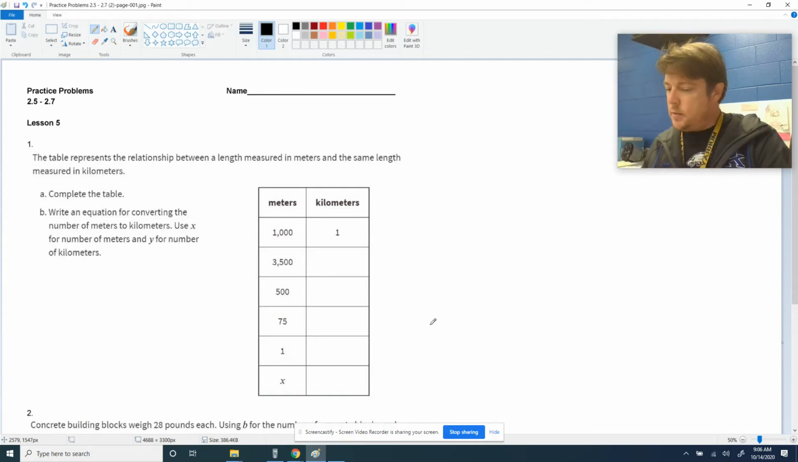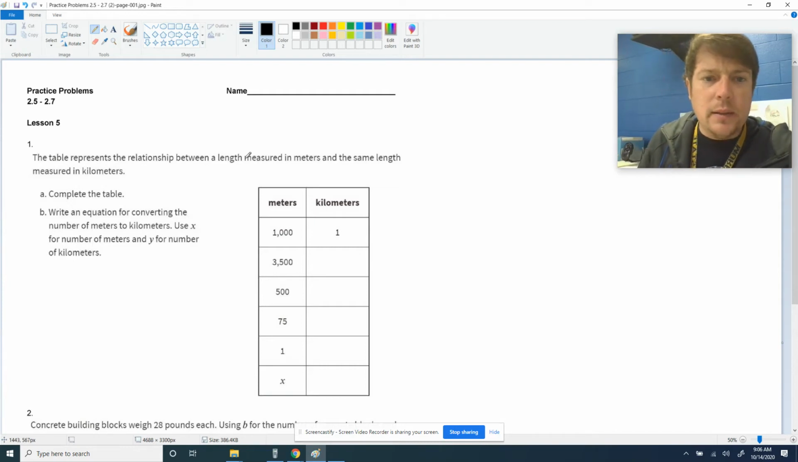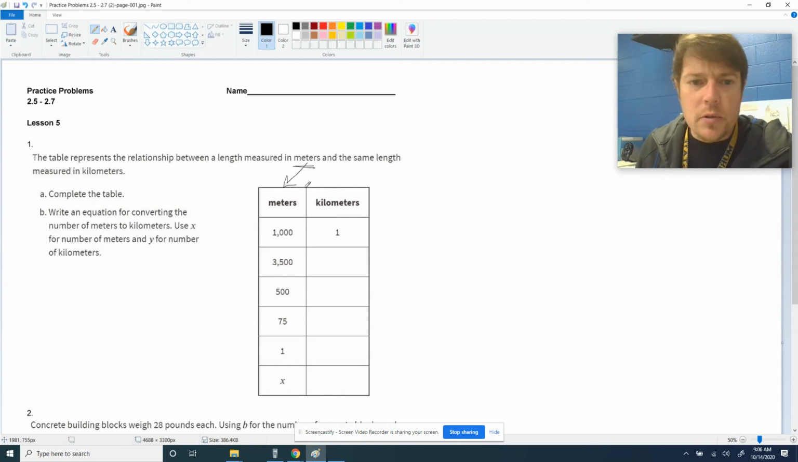Homework, starting with lesson 5. Problem number 1. Let's jump right in here. The table represents the relationship between the length measured in meters and the same length measured in kilometers. So there should be a relationship because it's just a conversion from meters to kilometers. If you didn't know, there are 1,000 meters per 1 kilometer. The prefix kilo is for 1,000.